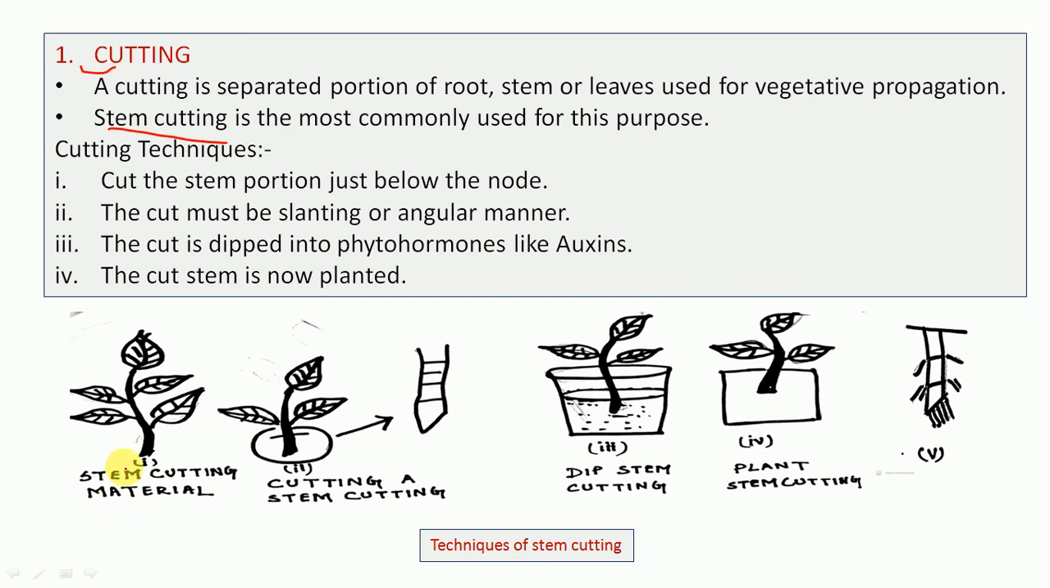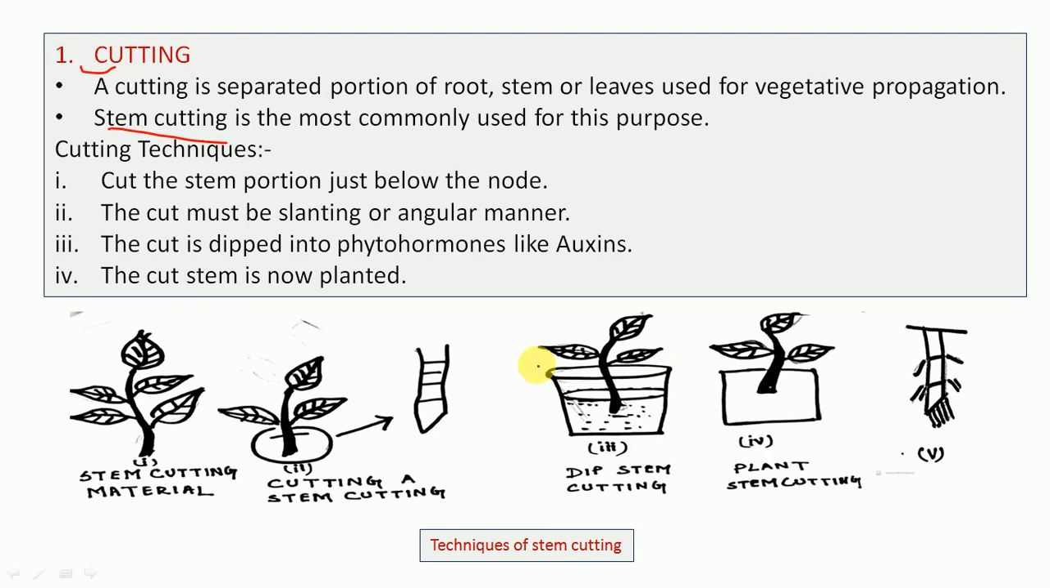This is the stem cutting material, and now here the stem is being cut. Now this cut is very important. The cut must be below the node, and the cut should be in a slanting or angular manner. Why? So that the nodal tissues that are present should not get damaged. And after that, the cut part is dipped into phytohormones or plant hormones like auxins. They are actually growth promoting hormones.